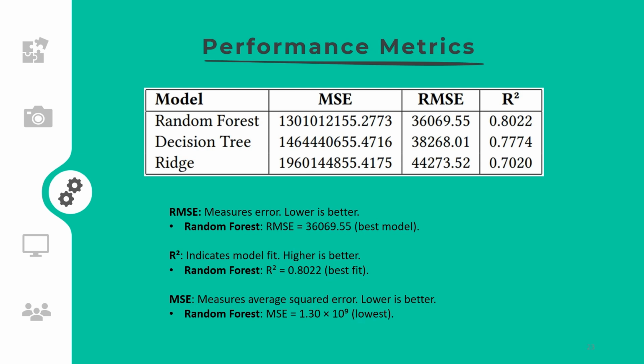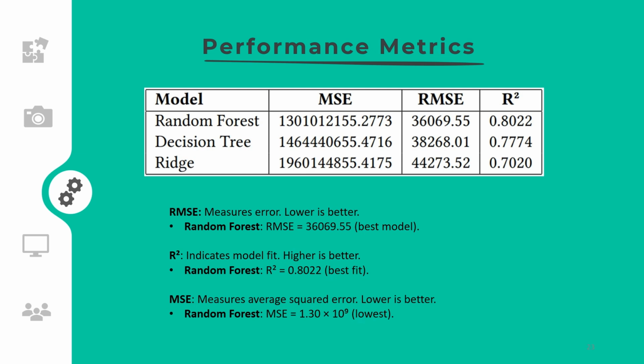Coming to R square, which tells us how well the model explains the variation in house prices. Usually the higher R square is better and indicates the model fit. So again, in this case, we got the highest in the random forest model. So it is the best fit out of the three models.